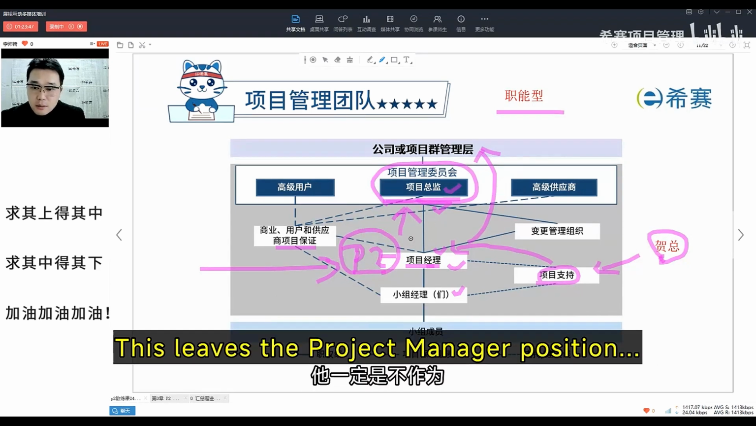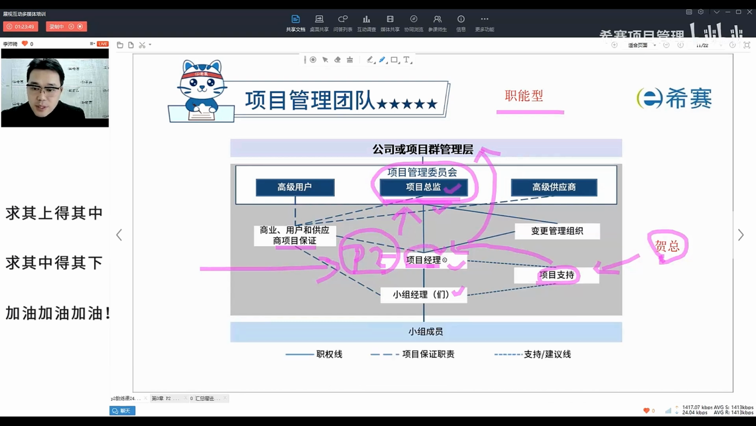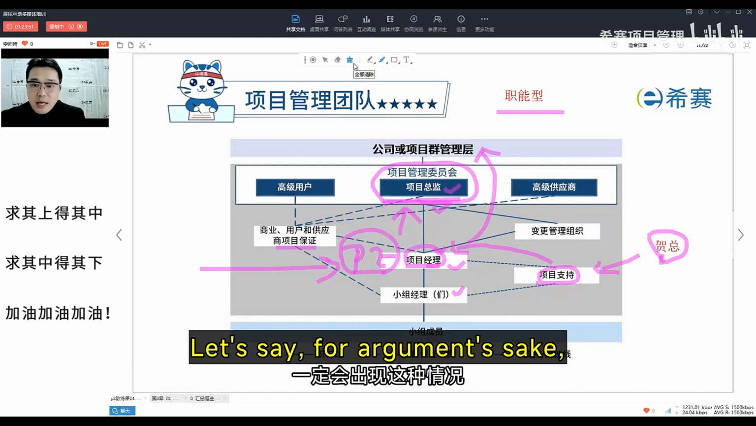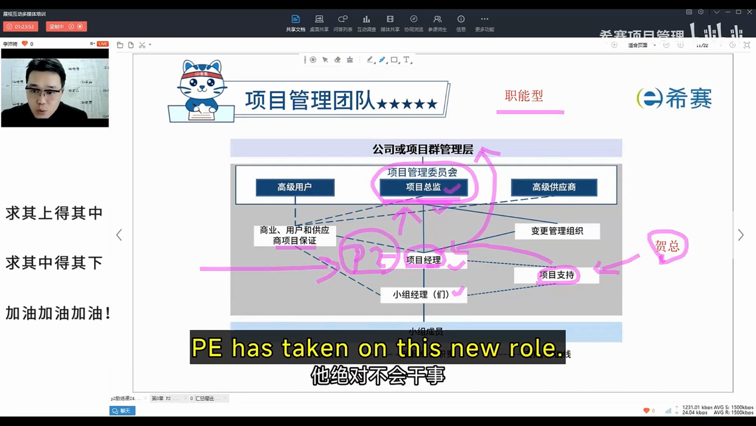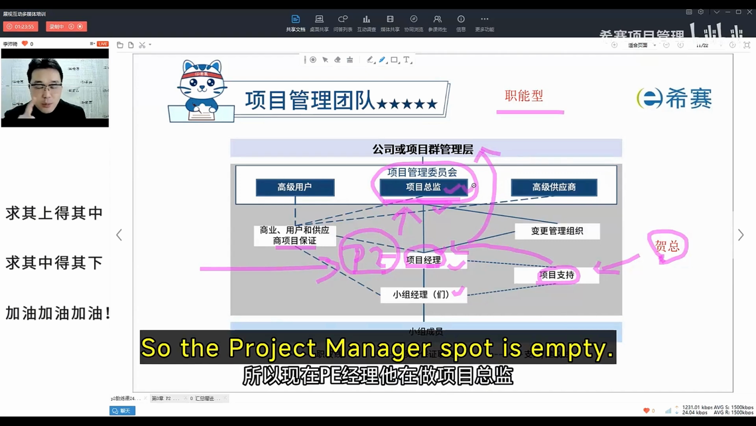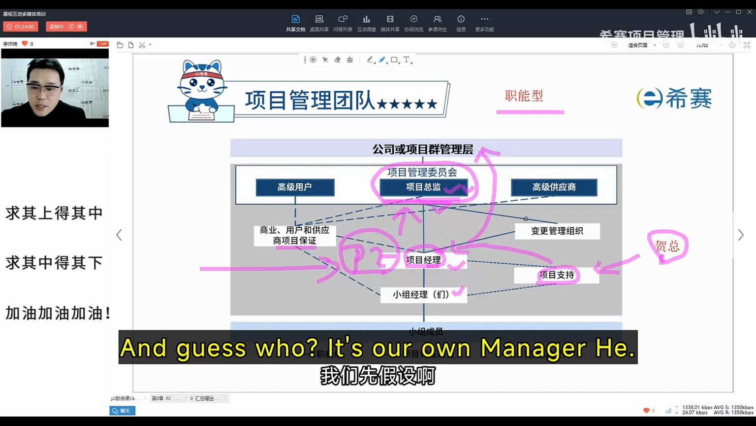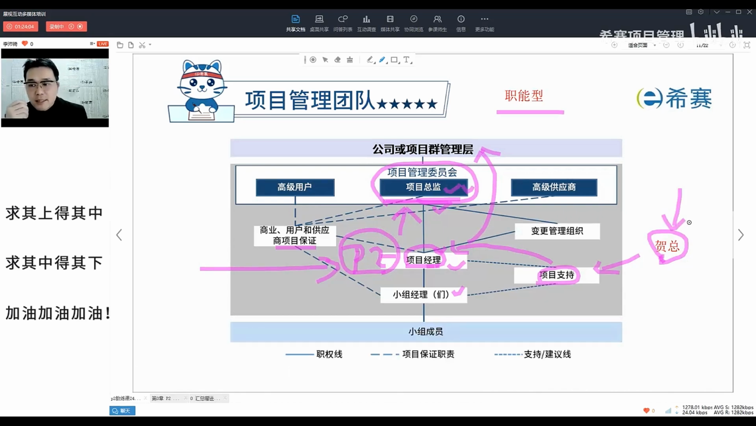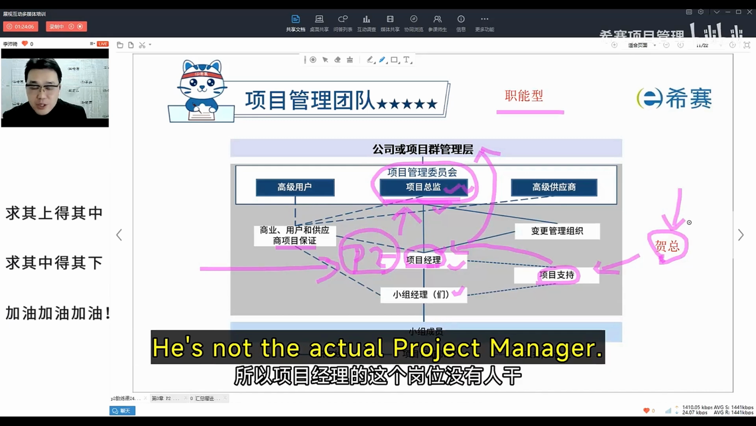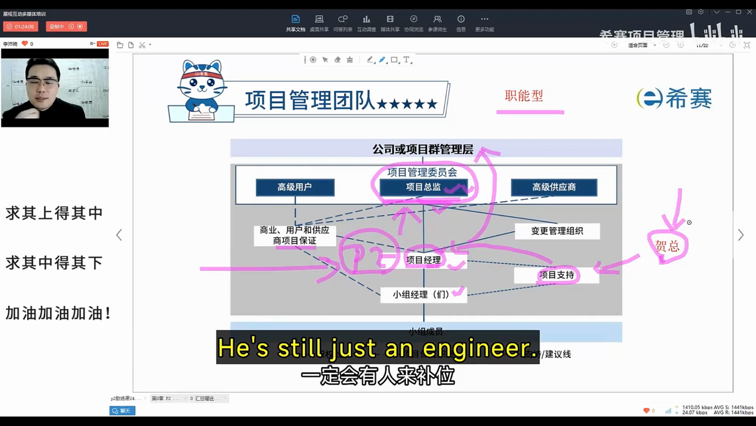This leaves the project manager position. Let's say, for argument's sake, he has taken on this new role. So the project manager's spot is empty. Someone's bound to fill in. Then guess who? It's our own manager, Mr. He. But he's not officially appointed yet. He's not the actual project manager. He's still just an engineer.